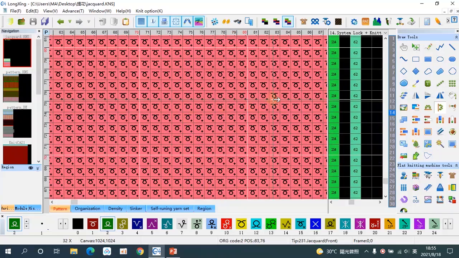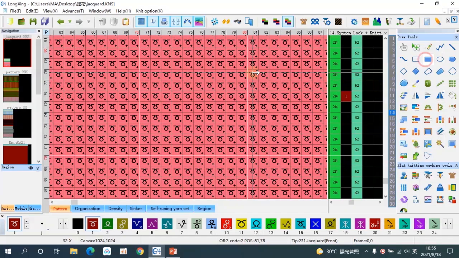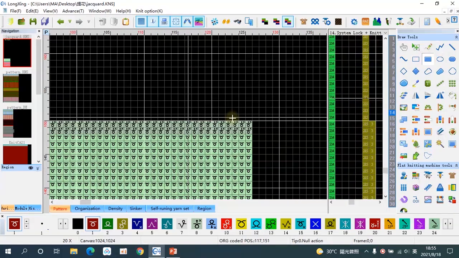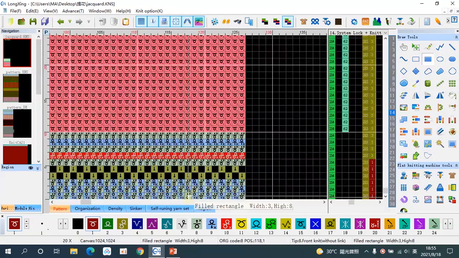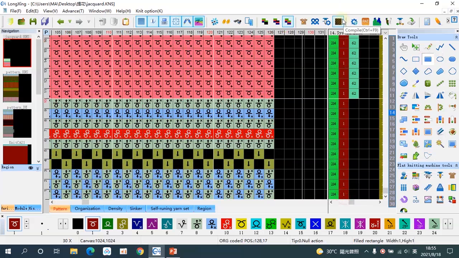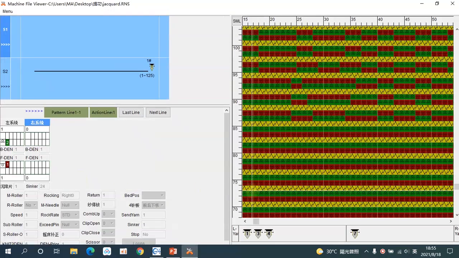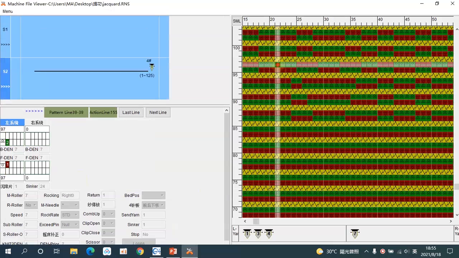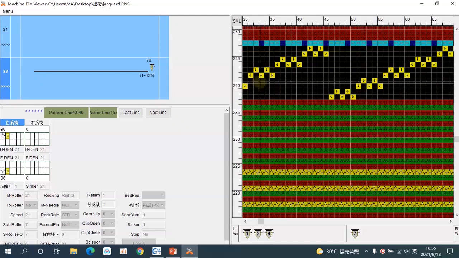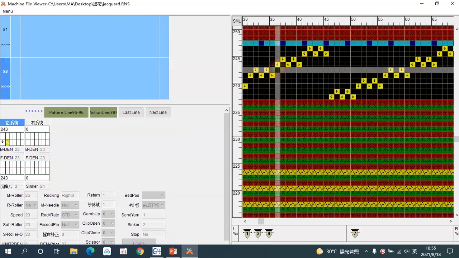Now in function 214, right click. Now if we set left system knitting and transfer locking, then we fill the O pattern, then compile. Now you can see the knitting is on the left system. The transfer is also on the left system.